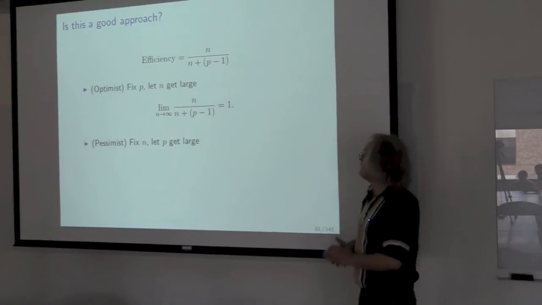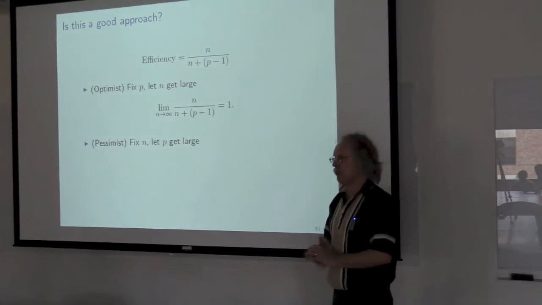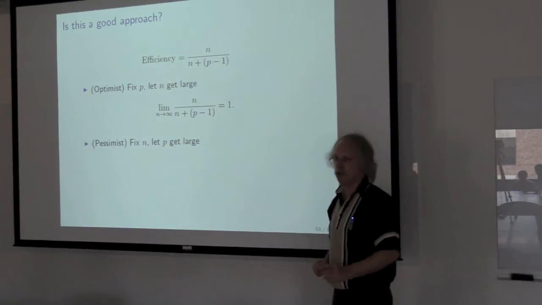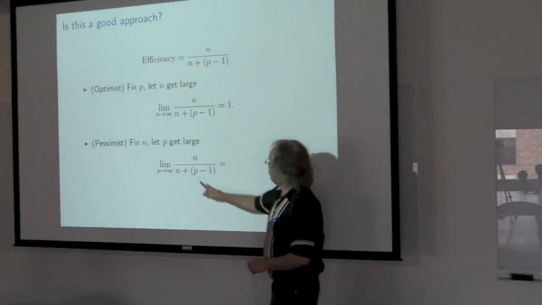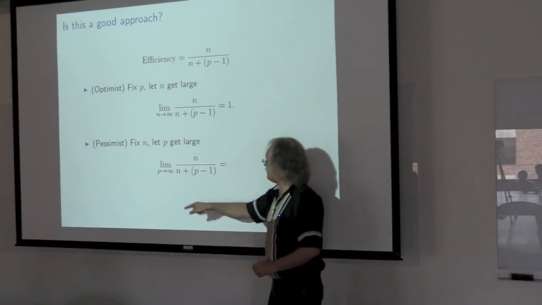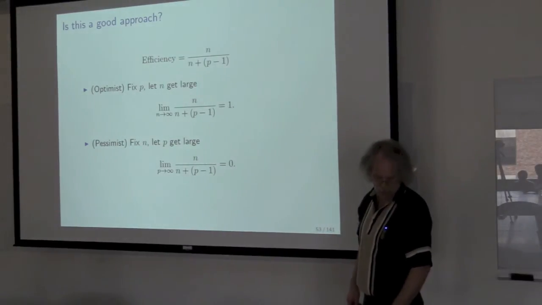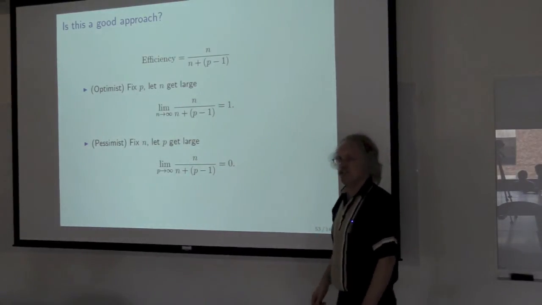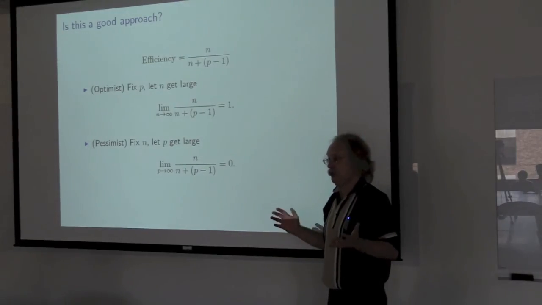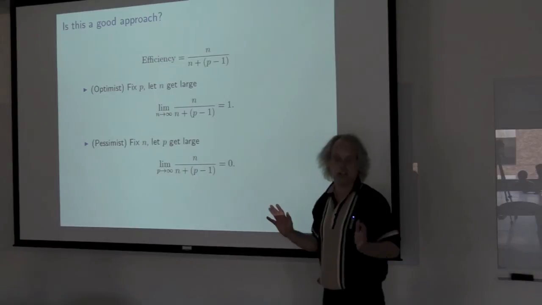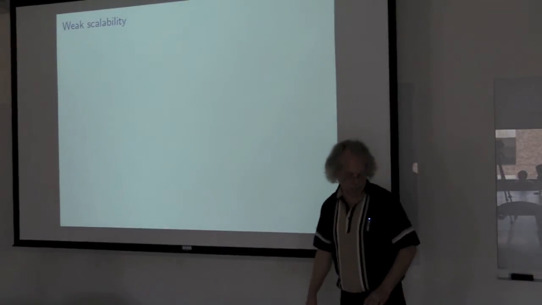The pessimist will say you fix n, and you let p get large. You say, look, I have a fixed problem I want to solve, and I want to throw as many processors at this as possible. If you do that, then p gets very large, but n is fixed, and you notice that eventually you start dividing by a very large number, and you get an efficiency of 0. That's bad. So all I need to do is convince you to be an optimist, and everything is okay. Right? Well, there's a third category of people.